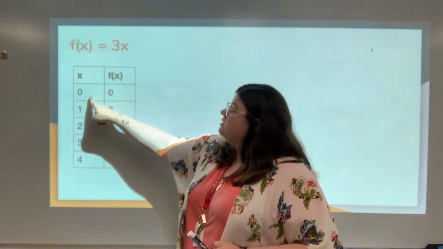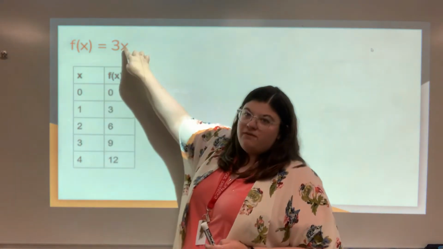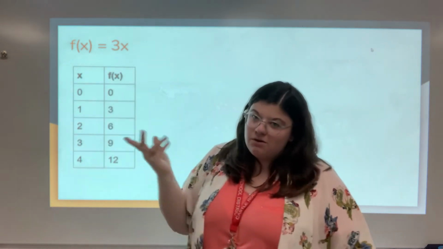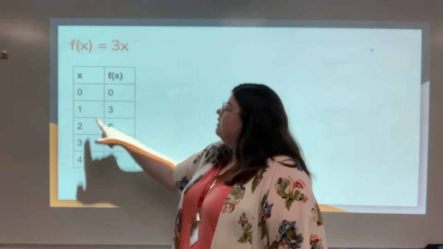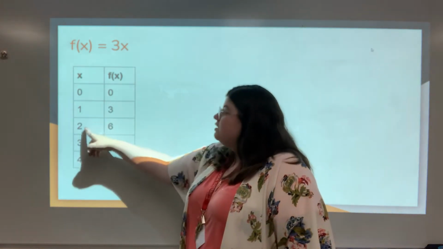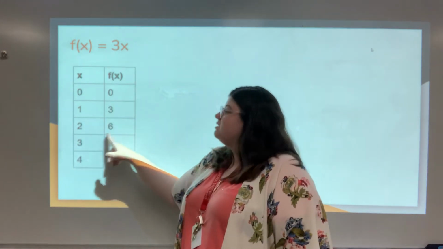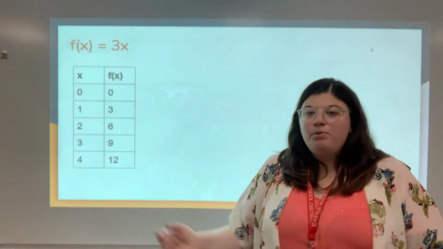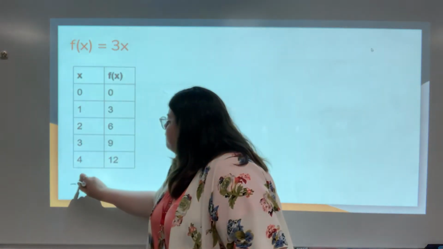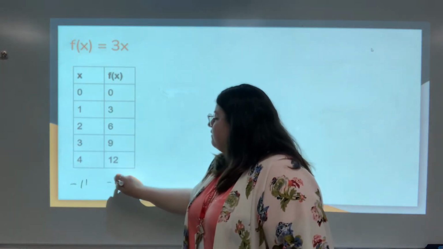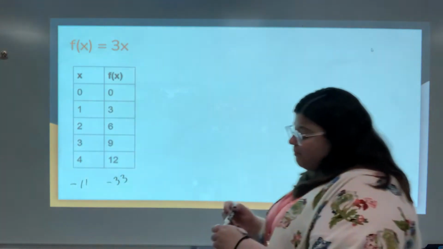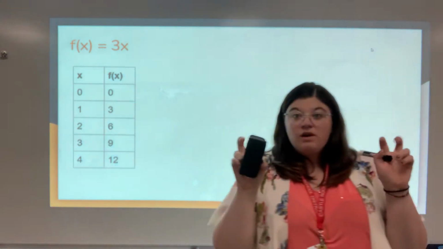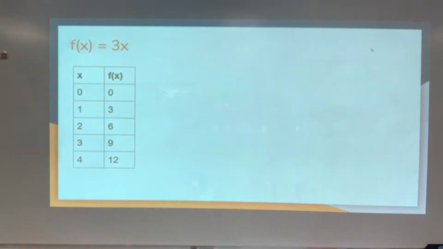So if I input 0 into the function, again, my function takes my input and multiplies it by 3. 0 times 3 is just 0. If I input 1 into the function, multiply by 3, I get 3. 2 times 3 is 6. 3 times 3 is 9. 4 times 3 is 12. You get the idea. I could put in negative 11 and I would get out negative 33 because I just take it and multiply it by 3. Okay, obviously.